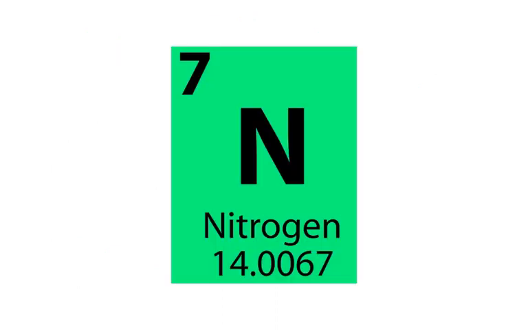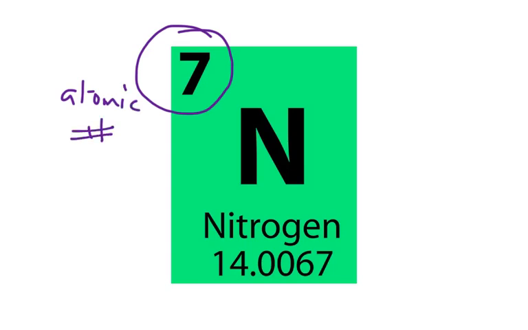So here's a blow-up of the element nitrogen. If you look at the periodic table, you'll see that number 7 is nitrogen. And this number right here is the atomic number for nitrogen. So we say that nitrogen has an atomic number of 7. What that means is that all nitrogen atoms have 7 protons in them. And as I said in the last video, the number of protons is the identity of the atom. So if you're an atom and you have 7 protons, there's no other element you can be other than nitrogen. Any atom that has 7 protons is going to be nitrogen.